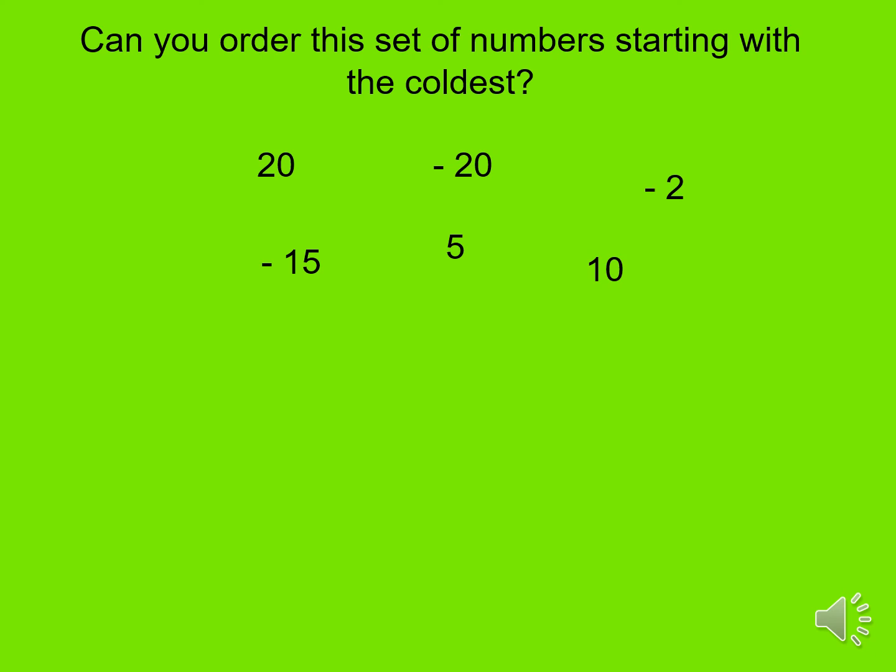Which is colder? Is it minus 20, minus 15, or minus 2? Well, I'm sure some of you have guessed that you would write minus 20 first, because it would be furthest away from 0, and then minus 15, and then minus 2. Then the positive numbers, what would be the coldest out of 25 or 10? Well, that's a little bit easier. It would be 5, and then 10, and then 20.